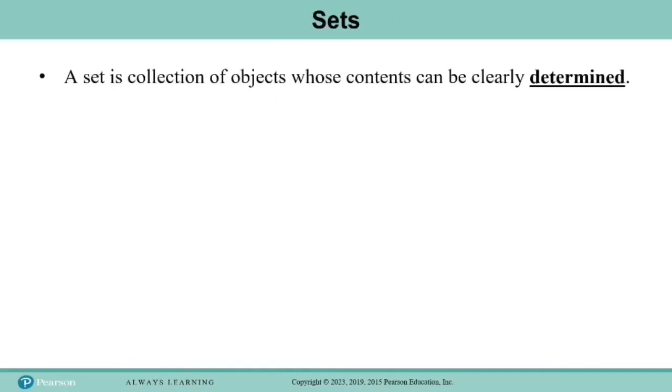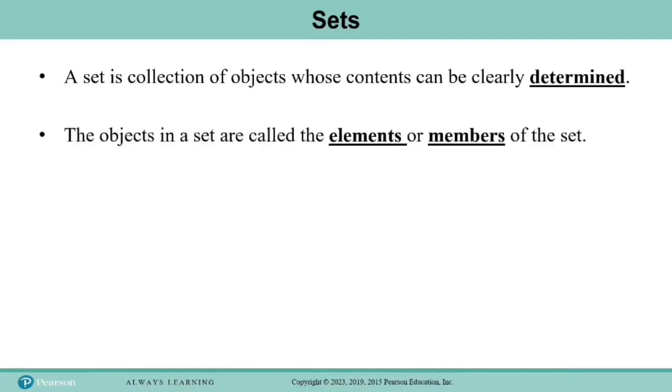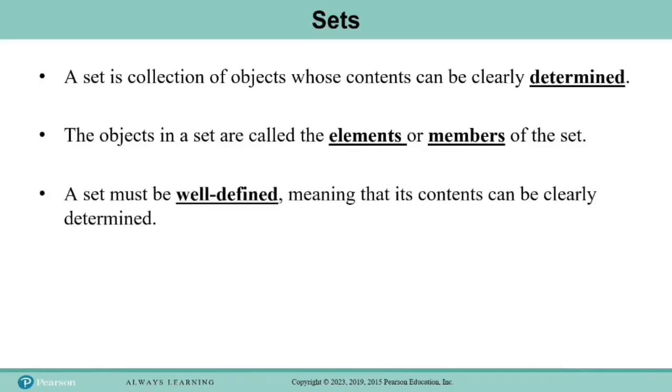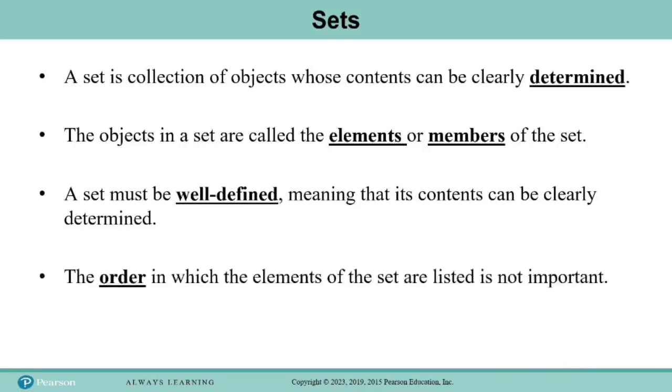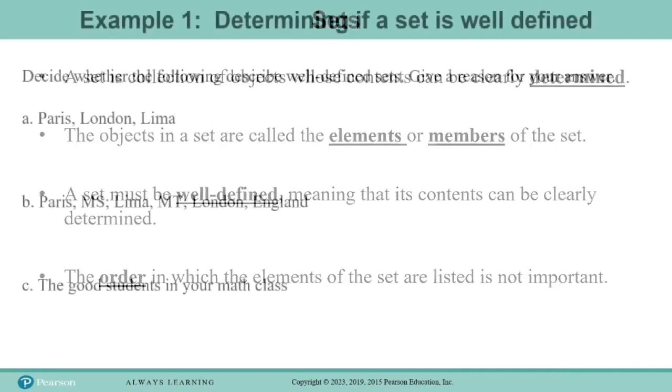So first, let's just start at the beginning. A set is a collection of objects whose contents can be clearly determined. The objects in a set are called the elements or members of the set. And a set has to be well defined, meaning that its contents can be clearly determined. In other words, it can't be left up to opinion at all. The order in which the elements of the set are listed is not important and makes no difference. If we rearrange the elements of the set, it's still the same set.